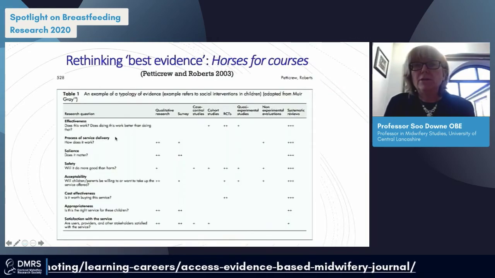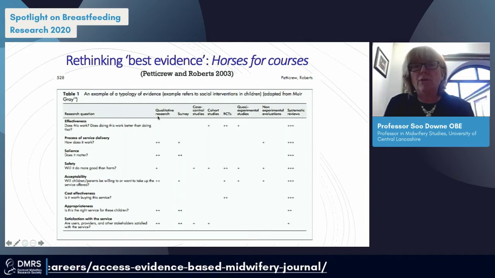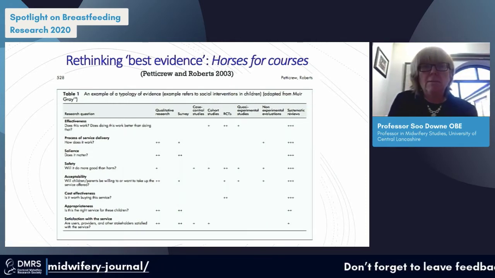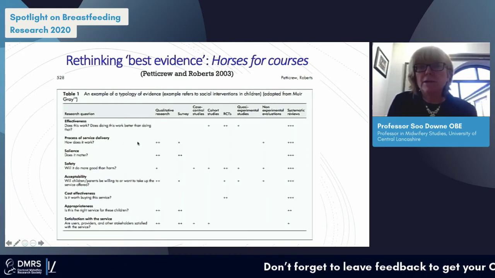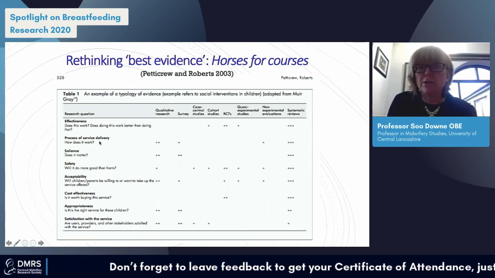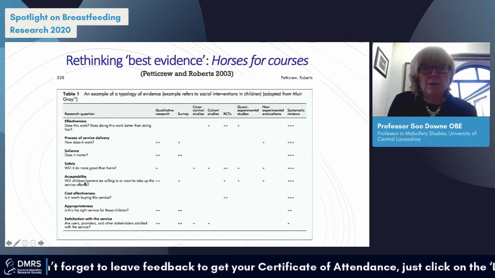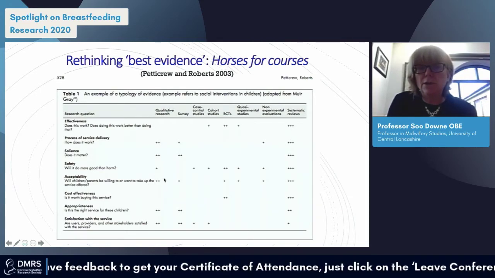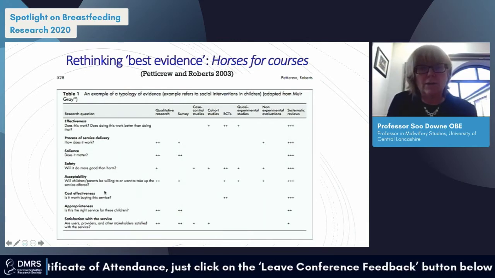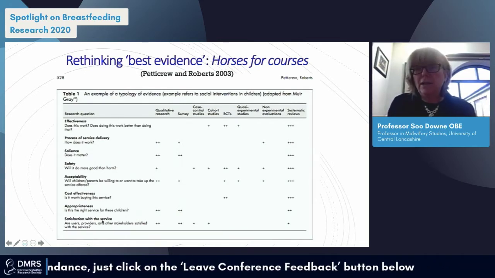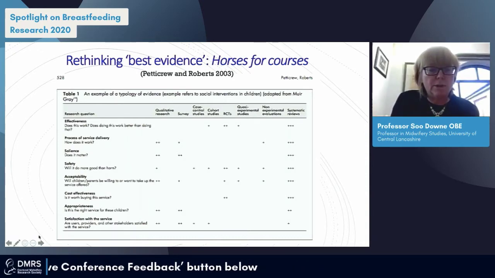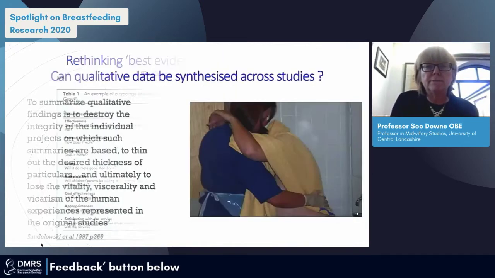And this is a very useful paper if you're interested in this area. Pettigrew and Roberts, quite an old paper, 17 years ago, basically saying, yeah, trials are fantastic. Nothing wrong with trials if you're answering the right question. But if your question is about, for example, acceptability, then you need qualitative research or surveys. You might need trials, but they're really not very good in that regard. So actually, it's horses for courses: the evidence that is required for the particular question that's being asked.